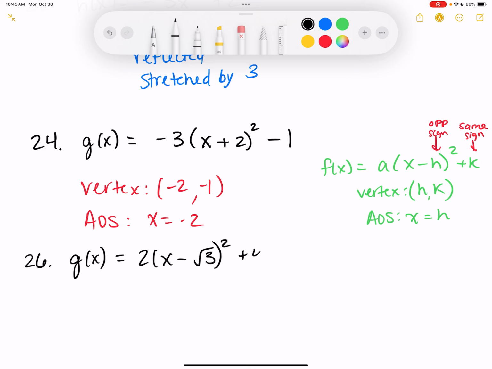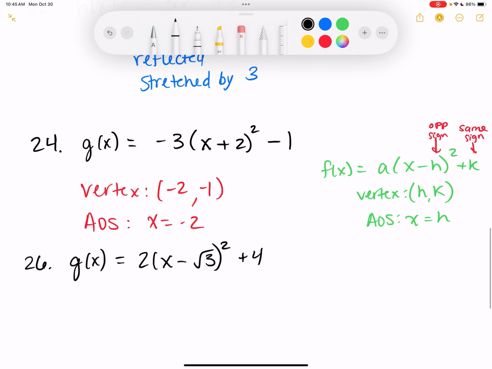All right. 2 times x minus the square root of 3 squared plus 4. We got this one, Josh. We'll take it from here. Okay. Square root of 3, 4. So then my axis of symmetry is at? Where is square root?